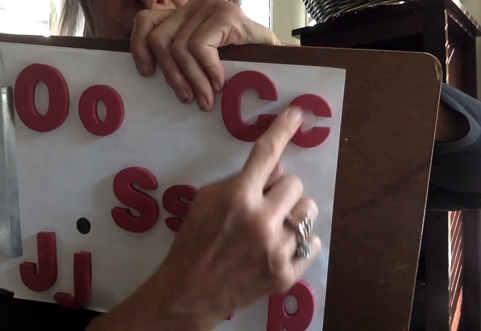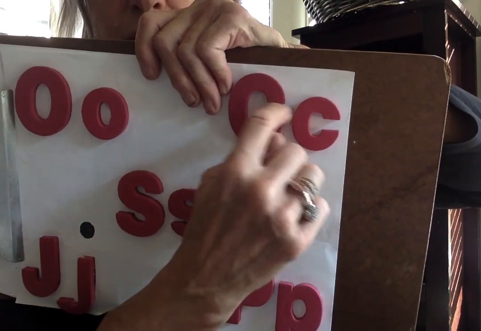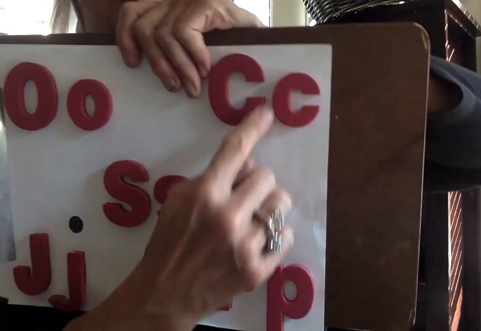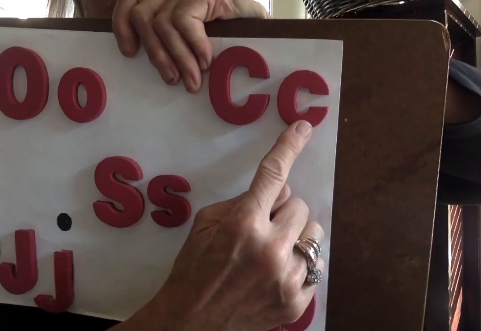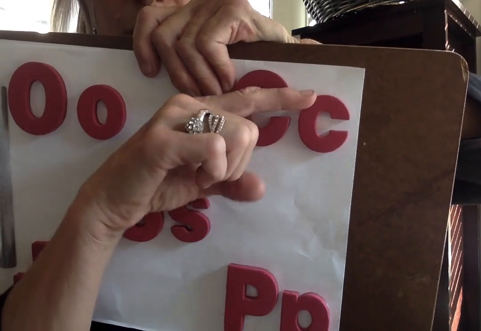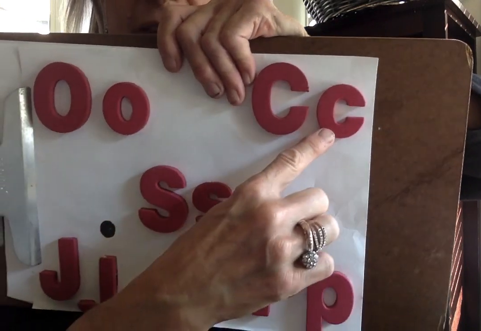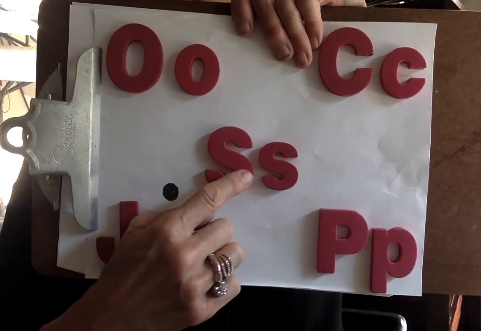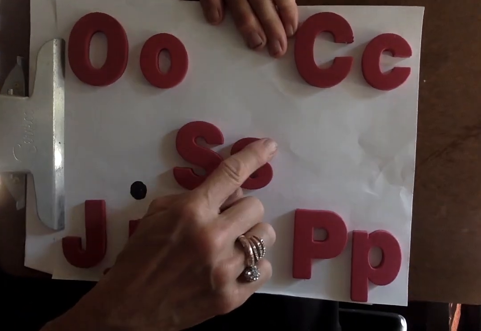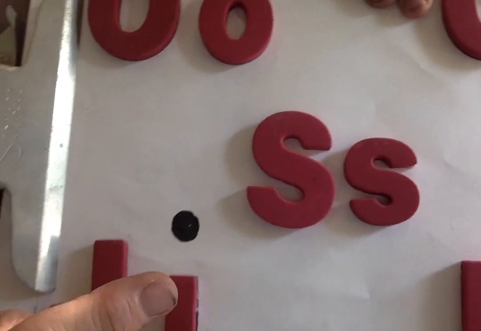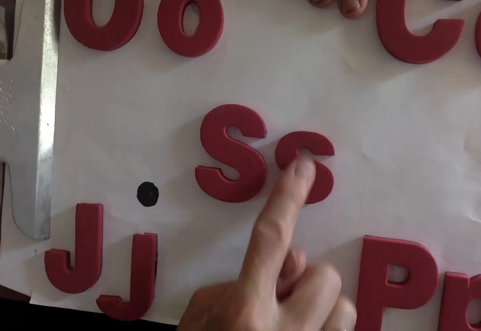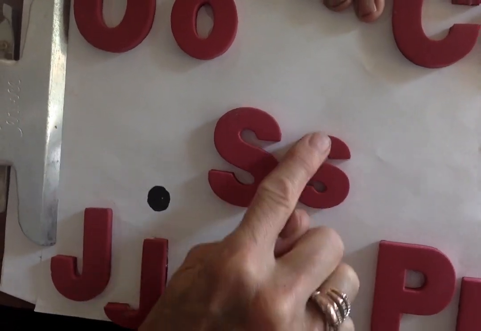Remember the C. Looks almost like the O, but there's a break. See the break? Which one is the lowercase c? This one. See it? Shorter. Compare it. Lowercase c. Do you remember this one? I bet you do. S, which is the lowercase s. Look at it, compare it. This one is the lowercase s.